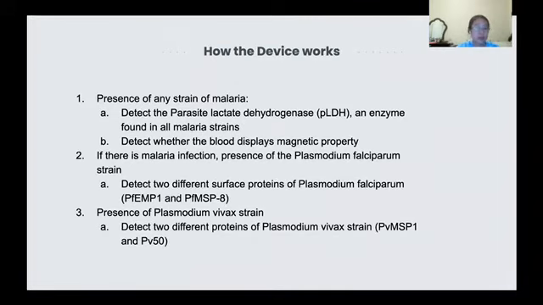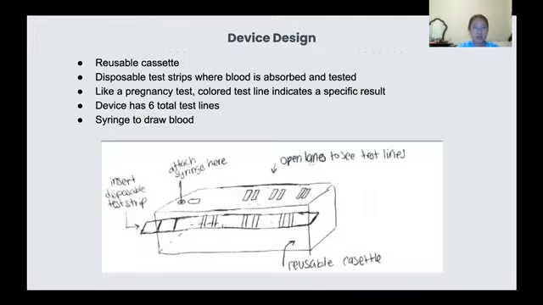And so we are testing for 3 main components: the presence of malaria of any strain, and for 2 specific strains, the Plasmodium falciparum and the Plasmodium vivax. So for detection of any strain of malaria, we're searching for a shared enzyme among all strains and also infected blood's magnetic property. And then to detect each of the 2 strains, we're searching for 2 different surface proteins for each. And so our device has a disposable test strip for each patient with zones, antibodies, and other chemicals that allow us to perform the test. And then these are inserted into a reusable cassette, which has open lanes to see the color test lines or not, and a place to attach the tube to draw the blood.